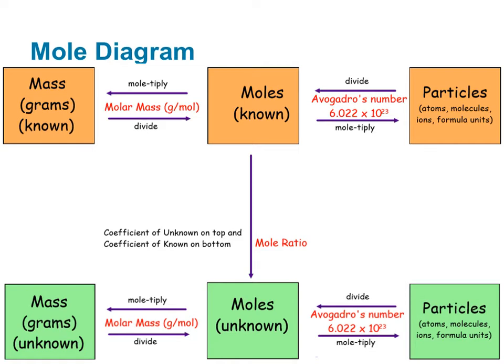Remember, this mole diagram is like a roadmap that shows us where I'm going to start, where I'm going to end, and how many steps I'm going to take. For the most part, we're going to start here with grams of known. We'll use molar mass to get us to moles of known. Then we'll take moles of known and use the mole ratio, or the mole factor, to get us to moles of unknown, substance B. And then we'll take moles and use molar mass again to get us to grams of substance B, the unknown.